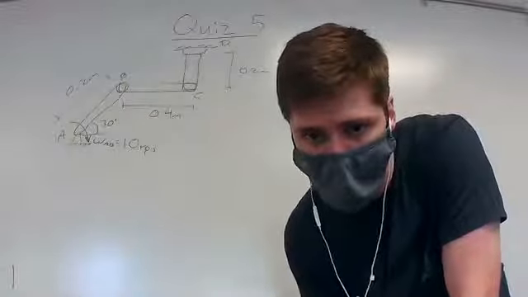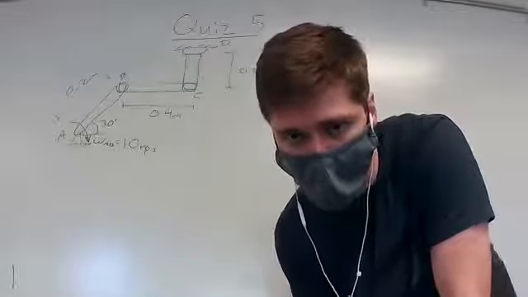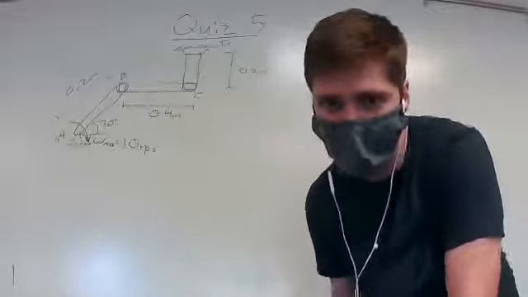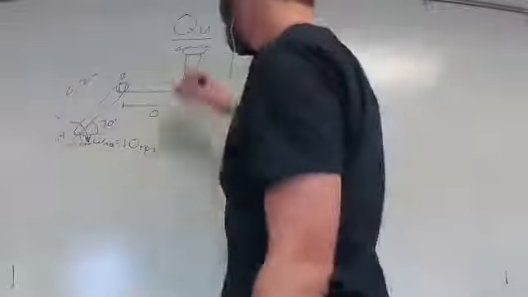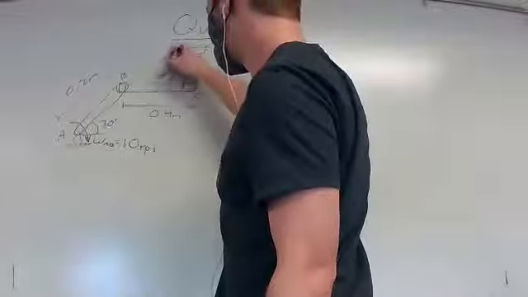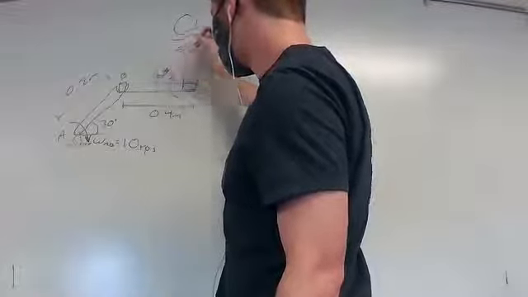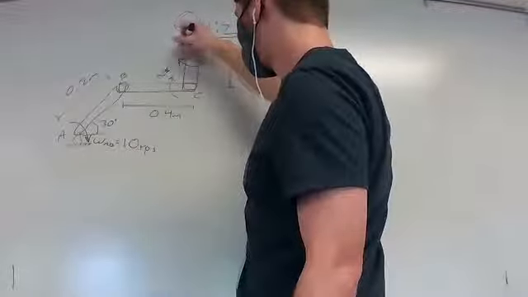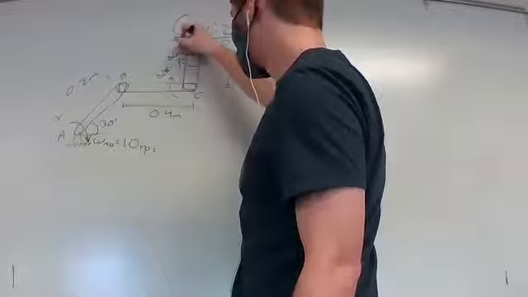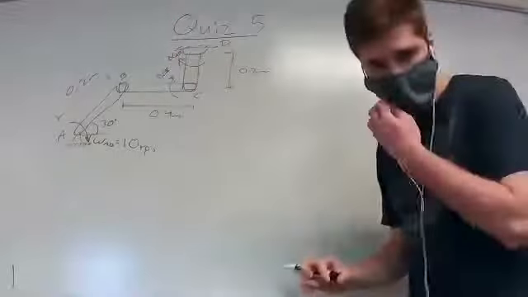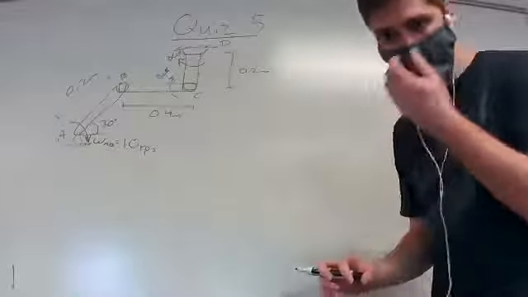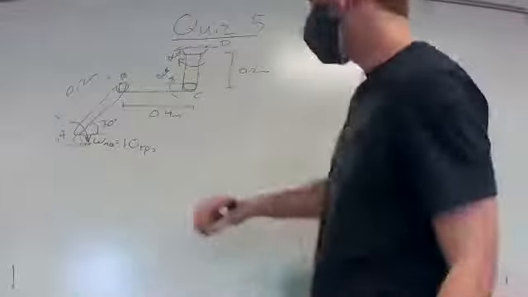Everything they give us, I think so. Oh, and they give us omega AB or BC and CD. So what we're looking for is alpha BC and alpha CD. These are the things we're looking for.